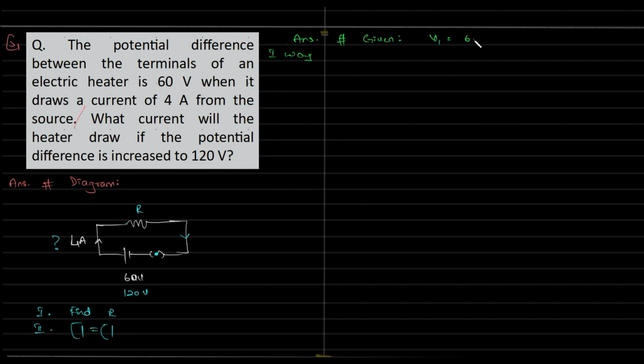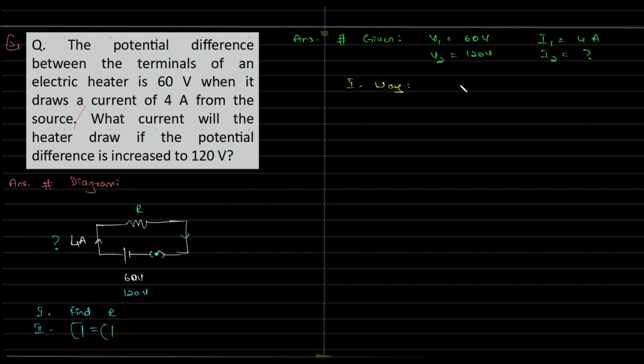Voltage 1 is 60 volt while the current happens to be 4 ampere. In voltage 2, it is given 120 volt and the current happens to be what? So actually now the first way will start because the resistance given is same for both. So let me do this first way.